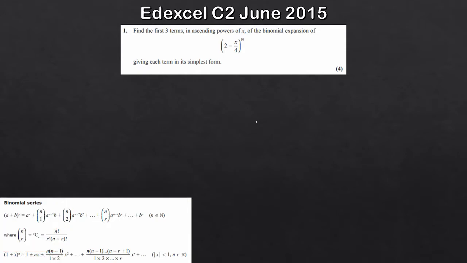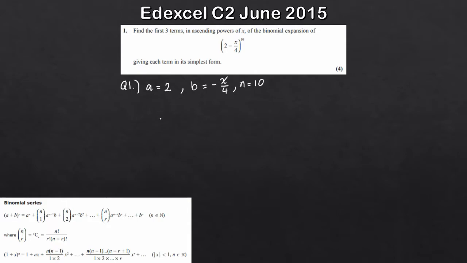So this first question here then, in that case, we're using the first formula, (a + b)^n. So let's write down what a, b and n are for our question. So a is simply the first one, 2. b is the next term, minus x over 4. And then my n is simply the power, which is 10. Okay? So all I do now is plug everything in for my expansion.